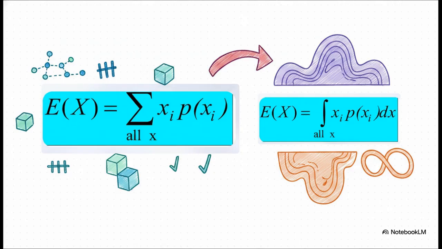Notice how perfectly the formulas for these two variables mirror each other. For a discrete variable, the expected value formula uses a summation symbol because we are literally adding up distinct countable outcomes. But for a continuous variable, the formula swaps in an integral symbol because we're calculating an infinite continuous area. The underlying logic is completely identical. We're just picking up a different mathematical tool.